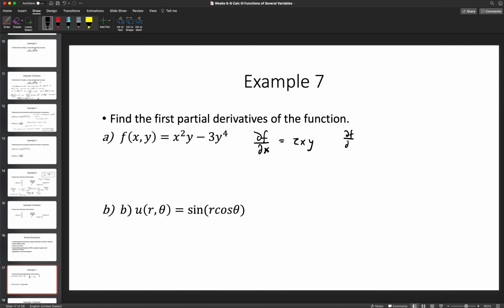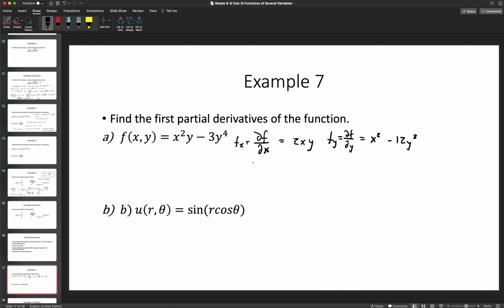Now let's do df/dy. It's the same thing, except we hold x constant. So we have x squared minus 12y cubed. So that would be df/dy. Those are the first partial derivatives that we just computed. Now, sometimes people write this in a little notation as fx, and sometimes as fy for short. You'll see this notation used pretty much everywhere.